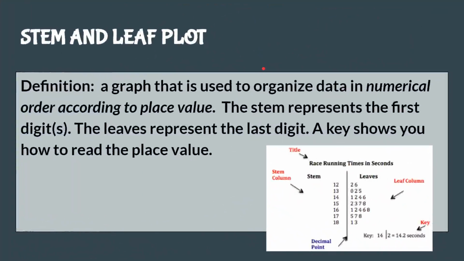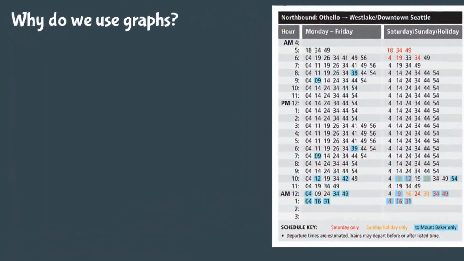All right. Definition of stem and leaf plot: a graph that is used to organize data in numerical order according to place value. The stem represents the first digit or digits. The leaves represent the last digit. A key shows you how to read the place value. I'm going to explain all that coming up here.